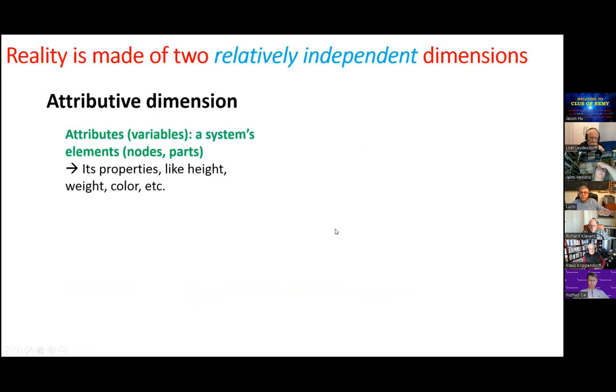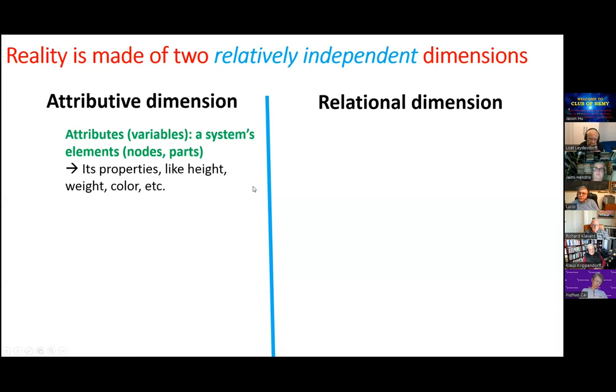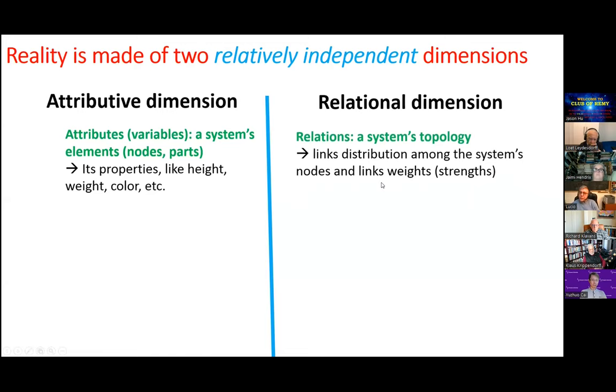In my view, reality has two ontological dimensions, two relatively independent ontological dimensions. One is that of attributes, the attributive dimension, and it means that objects or people, elements, whatever, have attributes, properties. There can be color, weight, height, whatever, or can be just a university or production or whatever. These are all attributes. Different is the relational dimension. It's a different ontology, because this is dealing with the relations between elements, so how they are connected. And this is relatively independent from the attributes of the elements.